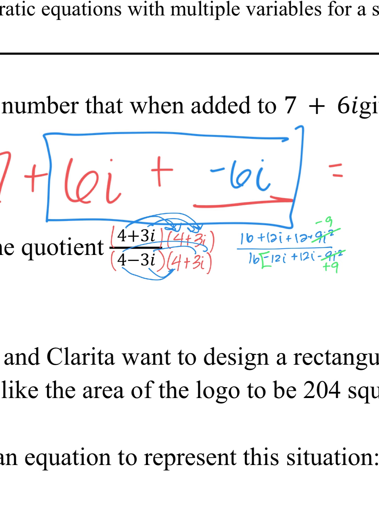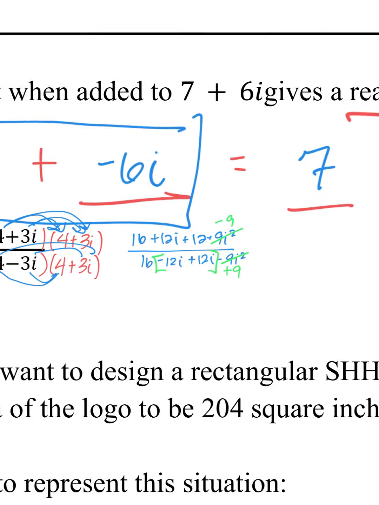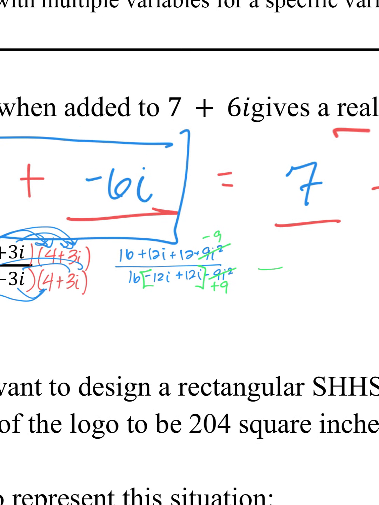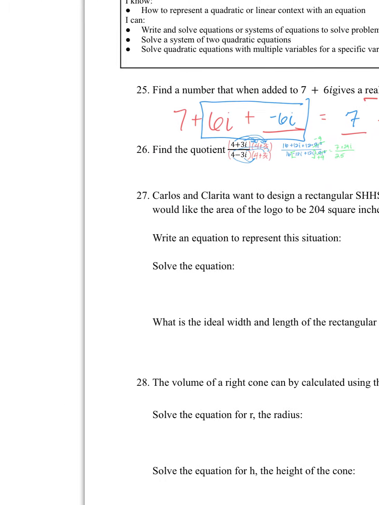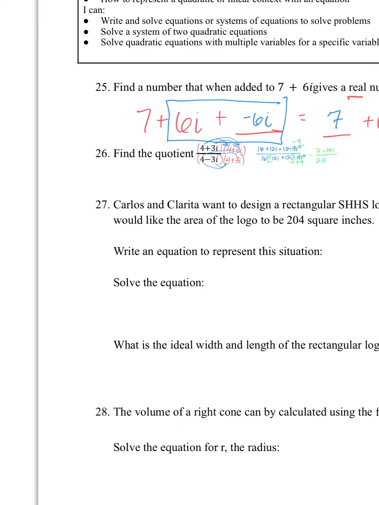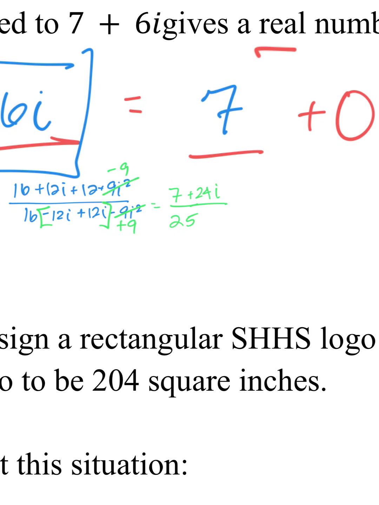These two cancel. So we've got 16 plus 9 on the bottom is 25. And on the top, we've got 16 minus 9 is 7 plus 24i. And you're done. That's the answer. Although, if you wanted to write it as a plus bi, you can write it as 7/25 plus 24/25 i. So if you were to graph that, that's how you would graph that.